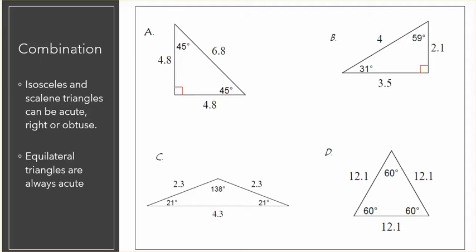So let's start ahead on A. Let's start by looking at the sides. I see that I have 2 sides that are both 4.8, and this other side is 6.8. So I have 2 matching sides. 2 matching sides means I have an isosceles triangle.